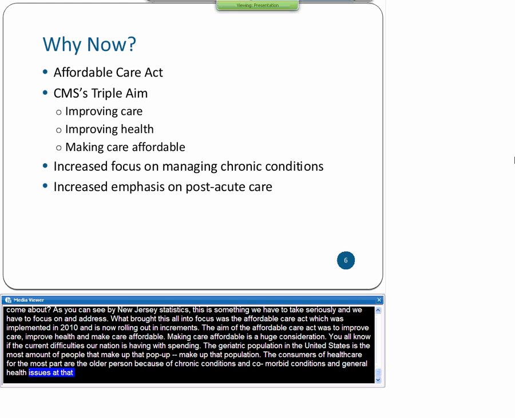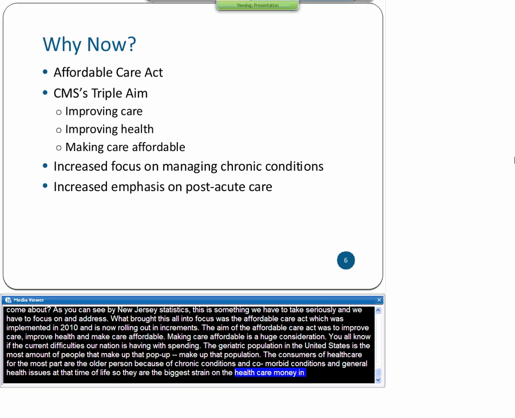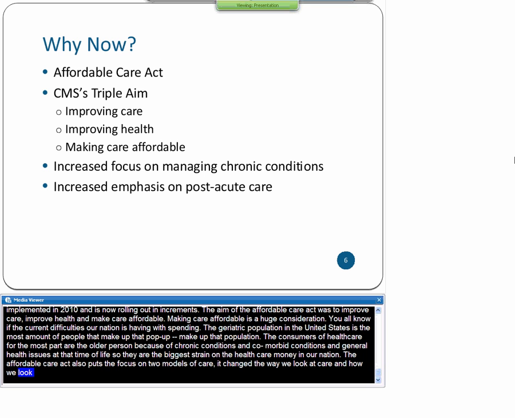The Affordable Care Act also puts a focus on two models of care. It really changed the way we look at care and how we deliver care. And the two care models are acute care and chronic care, care of chronic conditions. The emphasis is now on post-acute care. So the focus is on chronic care and a decreased focus on acute care.